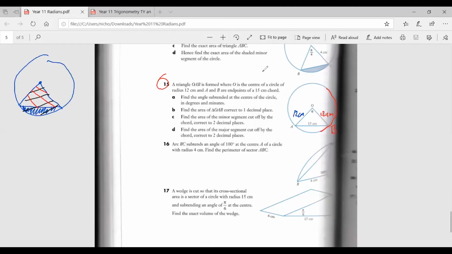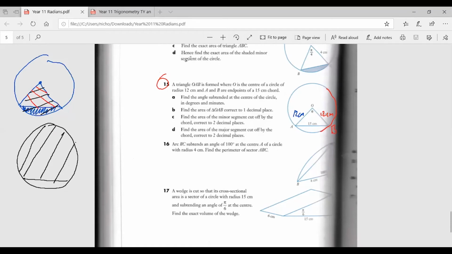All right. So D. Area of the major segment cut off. So the major segment now. That's the rest of the circle. If we have our chord here, the major segment is going to be all of this. So how would you find that?